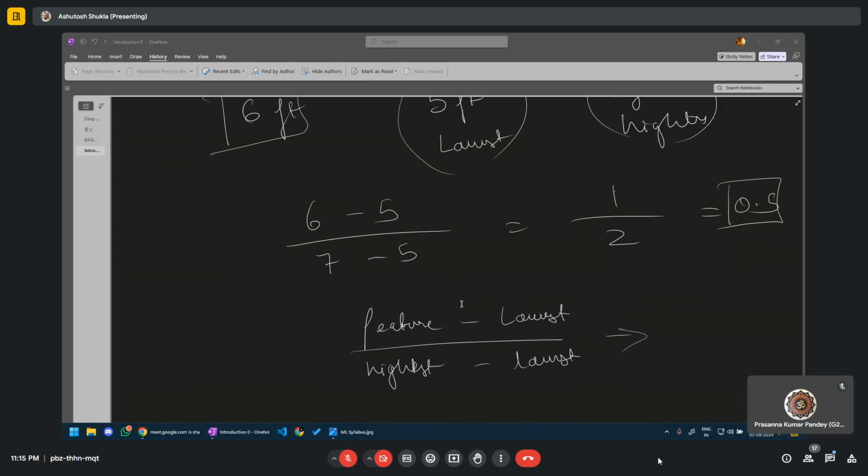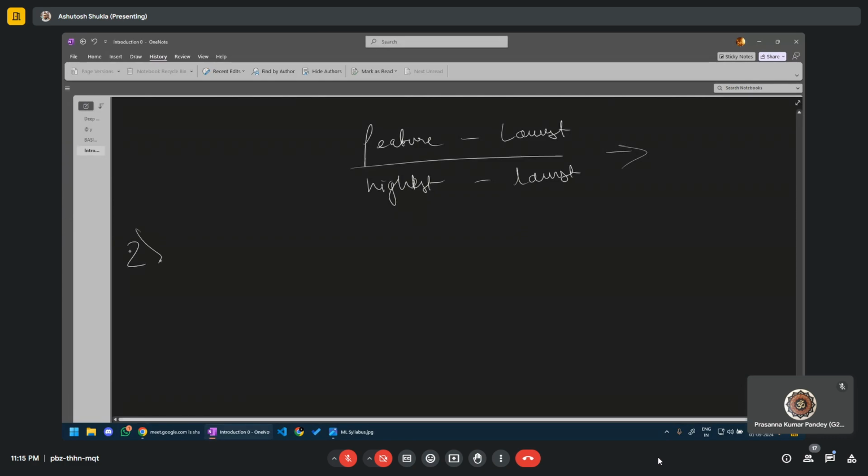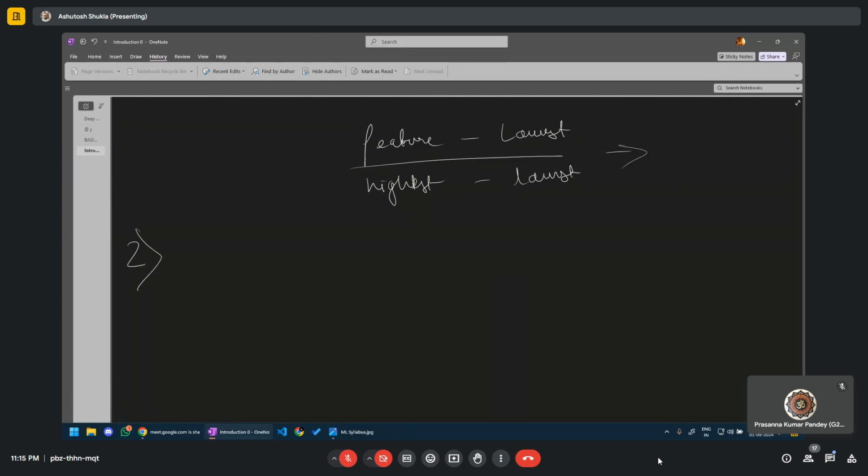So that is the first kind of normalization. Let's go to the next kind of normalization, which is z-score normalization. Any doubts on this one, by the way? Anyone? No one?